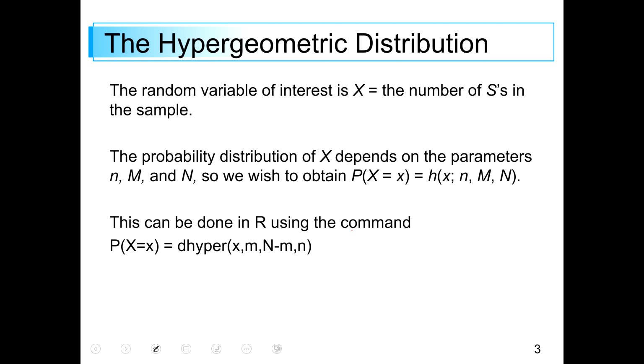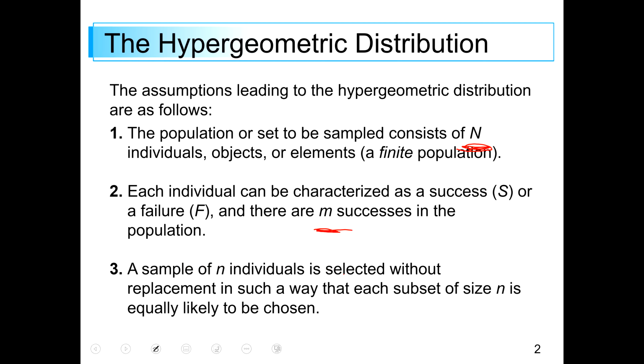And the way you'd find the probability that big X equals little x, the random variable equals a certain value, is the dhyper command with that call. Yeah, a lot of letters floating around here. So let's go over that one more time. You have a finite population of capital N objects. Within that finite population, there are successes and failures, and there turn out to be little m successes. So bear with me. If there are little m successes, there are going to be capital N minus little m failures, because that adds up to big N. You then randomly draw a sample of size little n.